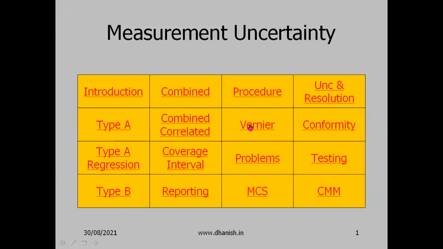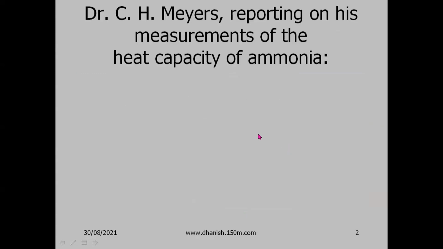Okay, so we have completed the coverage interval last class. Next is reporting. Then is the procedure. So after computing the coverage interval, how do you finally report the result? This is a very small topic, reporting uncertainty, which we have already discussed.